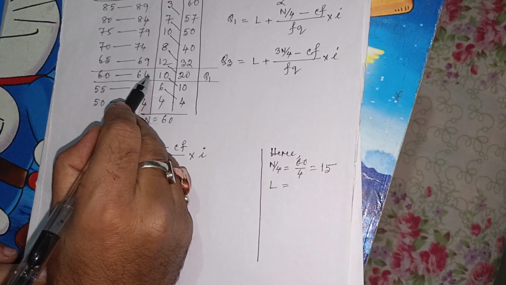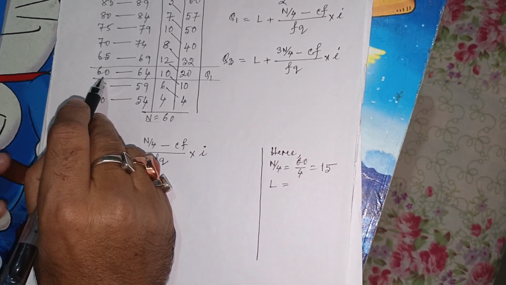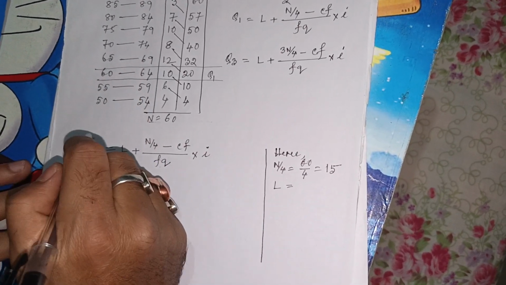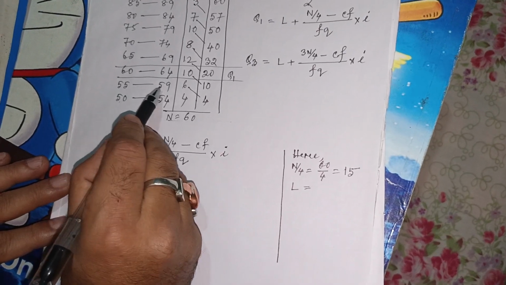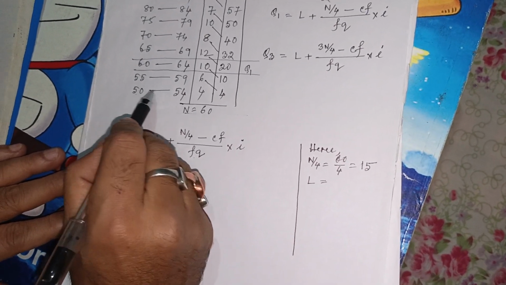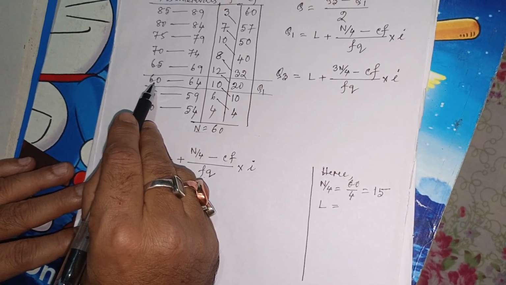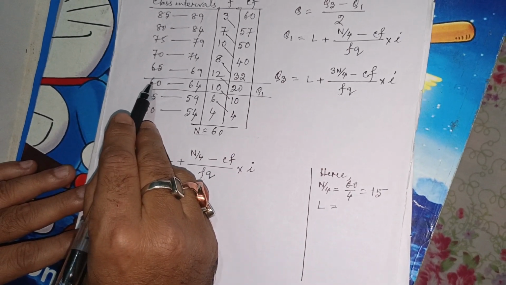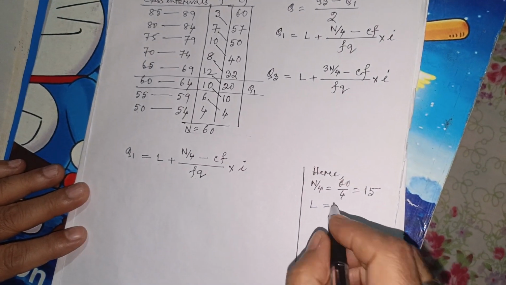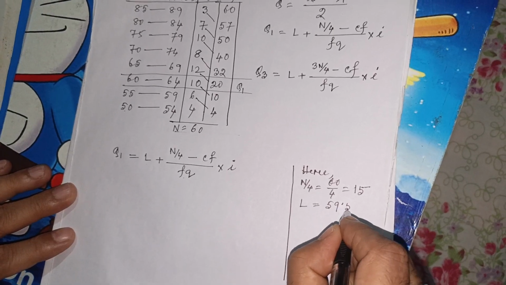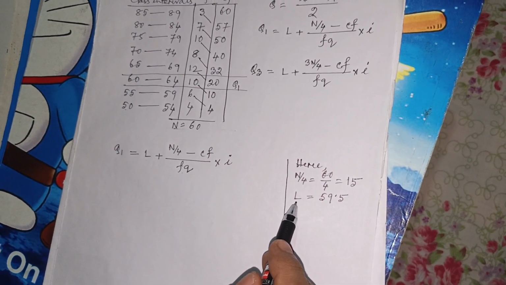So L is lower limit means 60, but 60 is exactly not 60 because here the series are not continuous. Discontinuous series are there. First of all 50 to 54, then 55 to 59. So 54, then 55. So ultimately there is a gap of 1. That's why 60 is exactly not 60. The exact lower limit will be, you have to deduct 0.5 from 60. If you deduct 0.5 from 60, you will get 59.5.